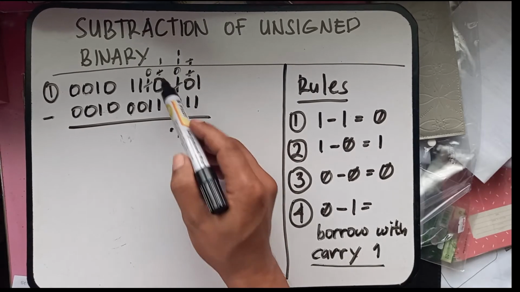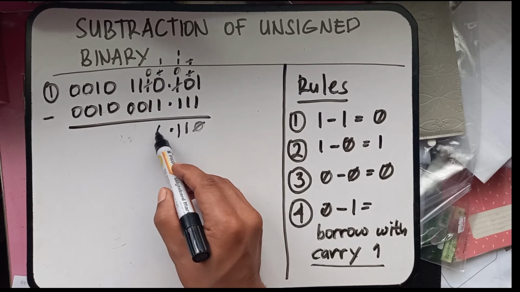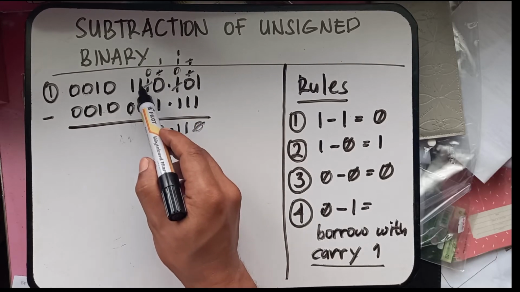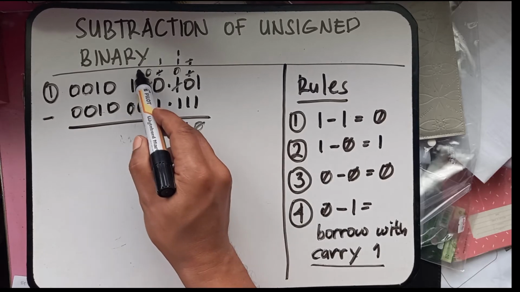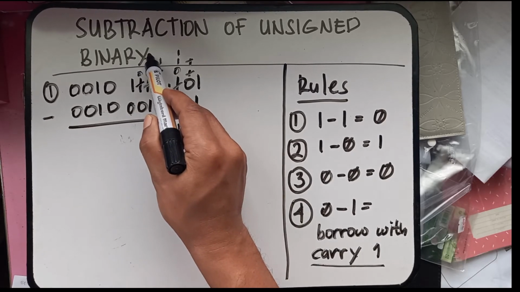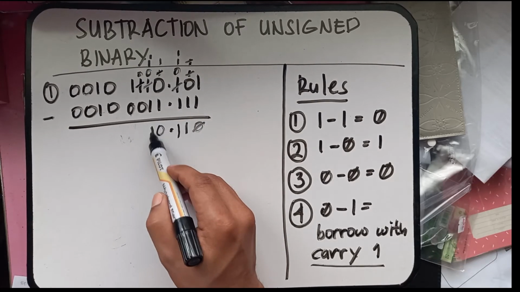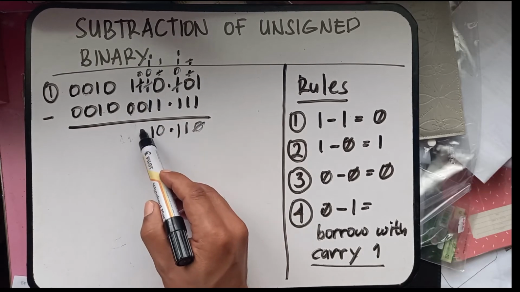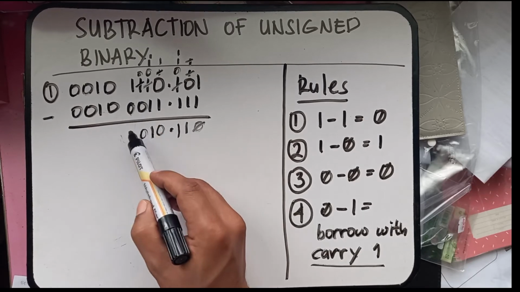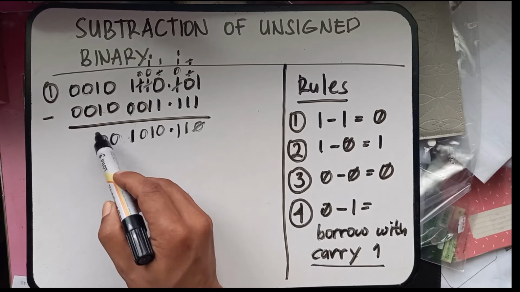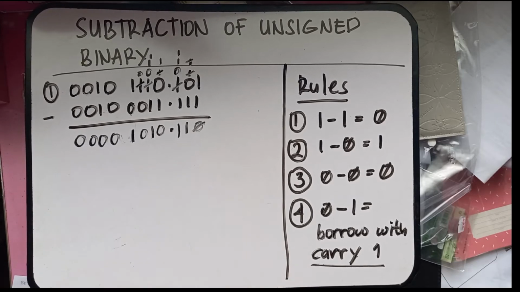And point, 1 minus 1, that is 0. 0 minus 1, we cannot do that, so let's borrow from here. This becomes 0, and we add 2 ones at the top. And then 1 minus 1, 0, what is left is just 1. 0 minus 0, 0. 1 minus 0, 1. And then this is 0, 0, and the rest are zeros.